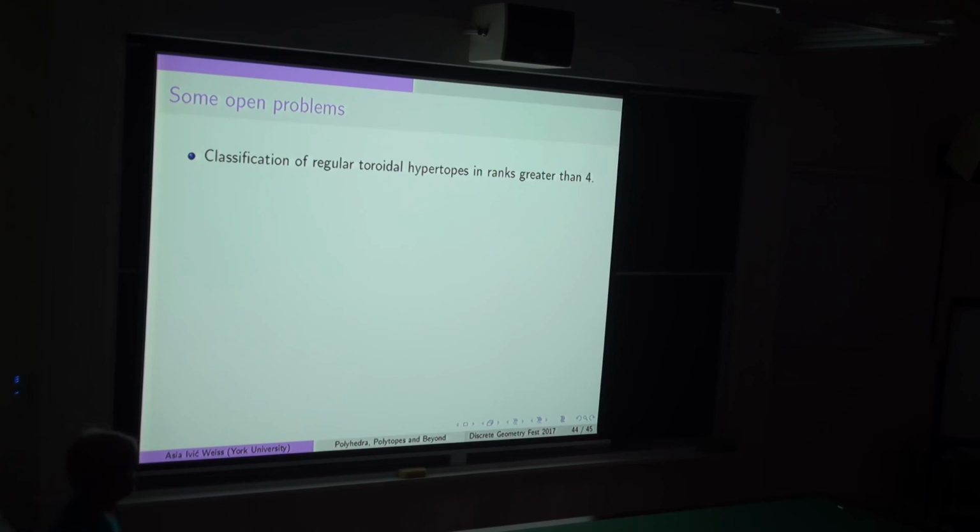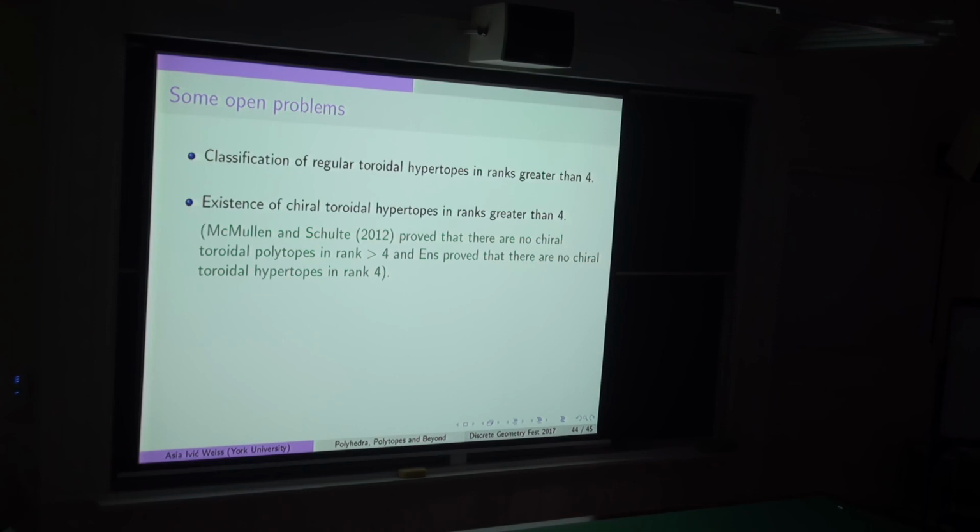So I will just end with a few open problems. Classification of regular toroidal hypertopes in rank greater than 4. I'm working on that with Egon Schulte and Dimitri Leemans. We have some partial results, but it's not complete. So that's still an open problem.